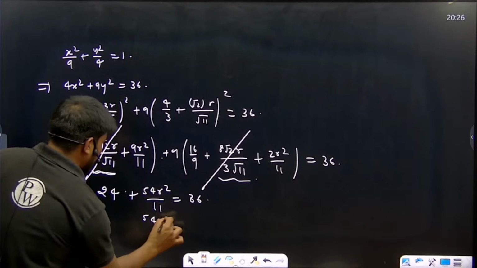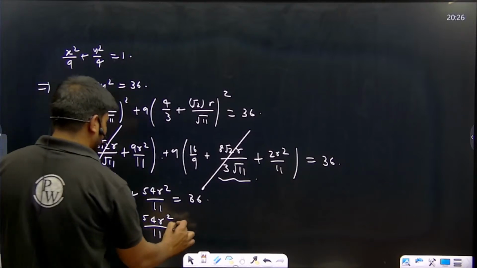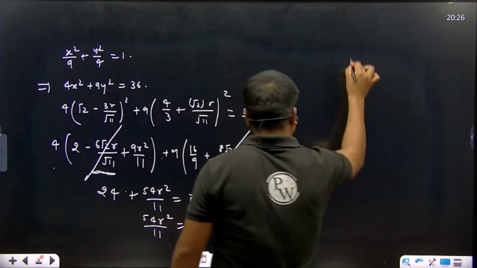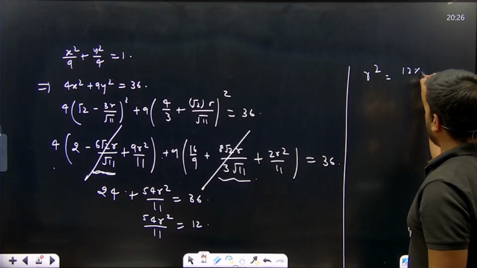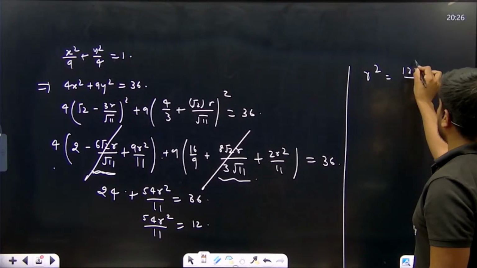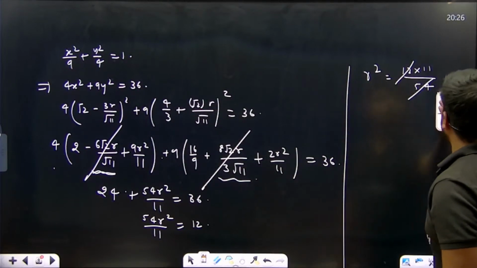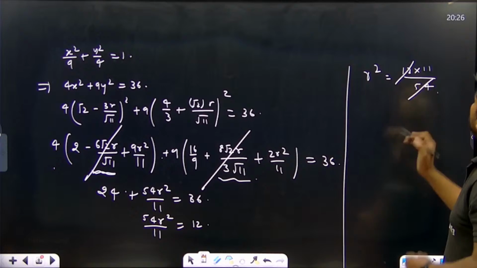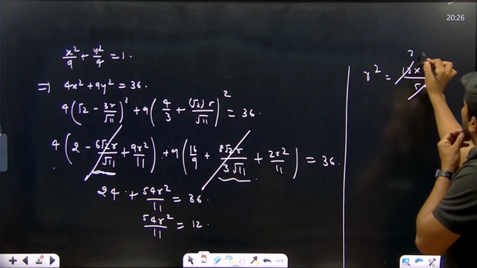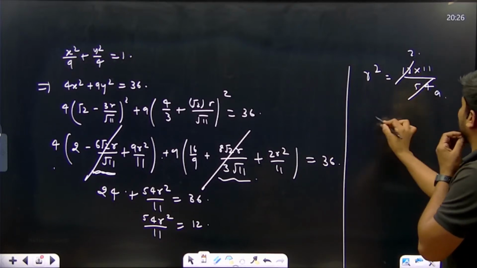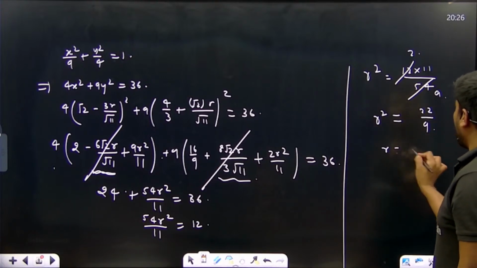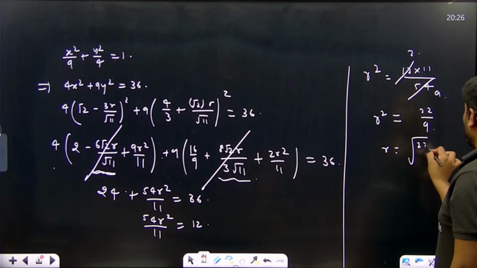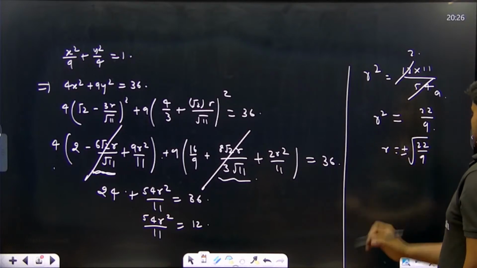So 54 r square by 11 will be 12. From here we get r square as 12 into 11 upon 54. This is 18. I think we can divide it by 6. So here we will get 2 and here we will get 9. So r square will be 22 upon 9. So r will be equal to plus minus root 22 by 9.